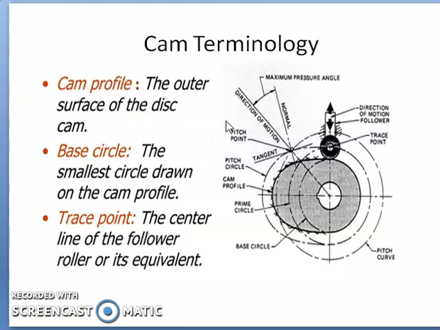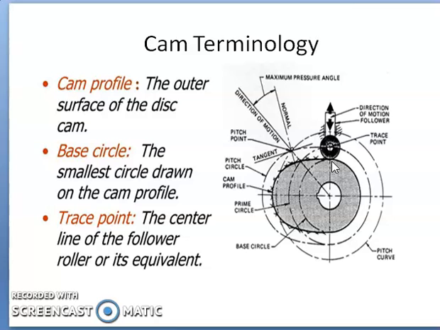Now let us see the various cam terminologies. So this is the cam and you have the roller follower here, and this is the direction of motion of the follower. The center of the roller is acting as the trace point. If it is a knife edge, the knife edge will act as the trace point.